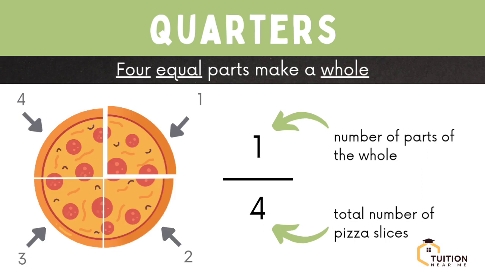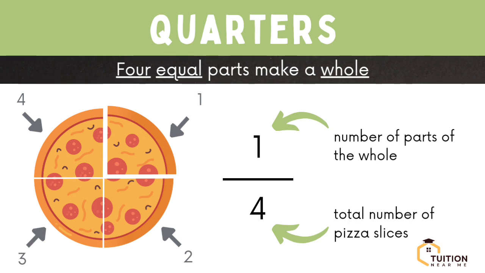Now, let's use the example of a pizza to understand what are quarters. This time, we need to share a pizza among 4 people. We need to cut the pizza into 4 equal pieces. After you divide the pizza into 4 equal pieces, each piece of pizza is expressed in fraction as 1/4. Remember, 1 is the number of parts of the whole. 4 is the total number of pizza slices.